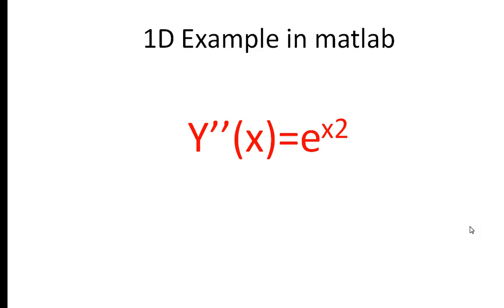Okay, so this is the one-dimensional equation: y double prime, that means the second derivative of x, equal to e to the power x square, right? So how can we transform this equation to a linear equation, and then to a matrix form, and then get a solution? I'm going to show all the procedure today. Let's go find out the solution. How can we do that?